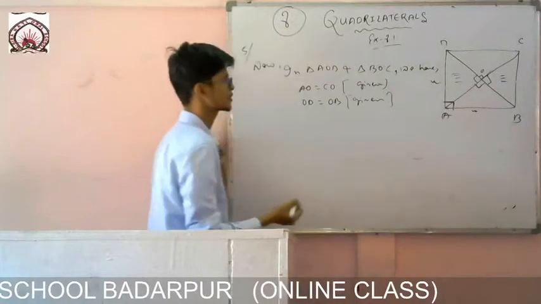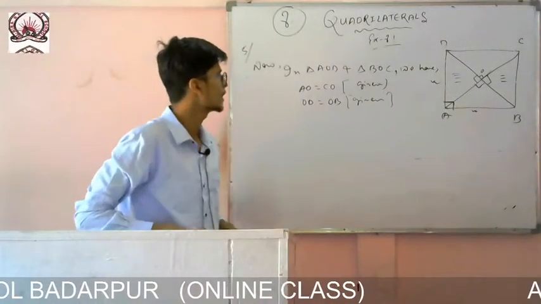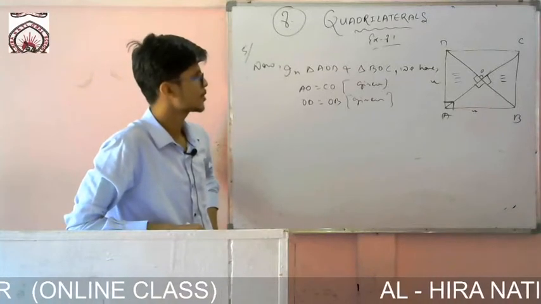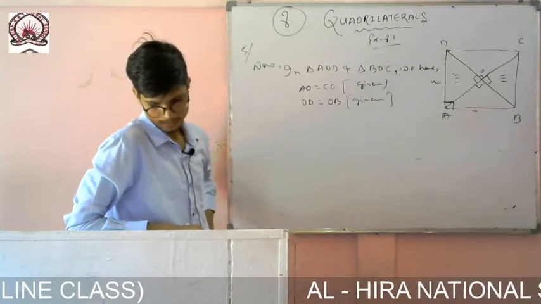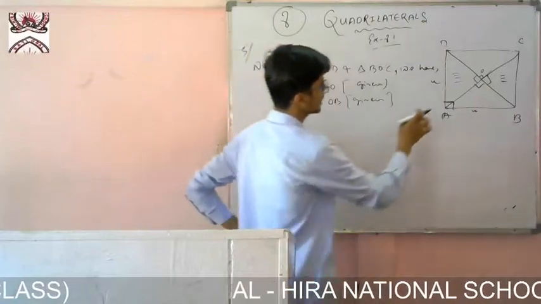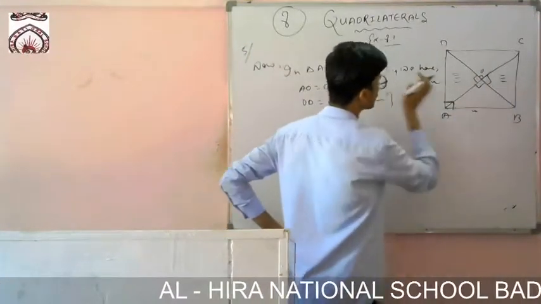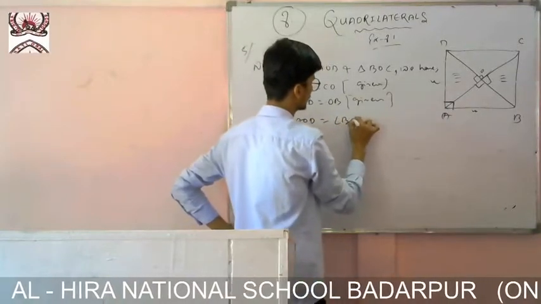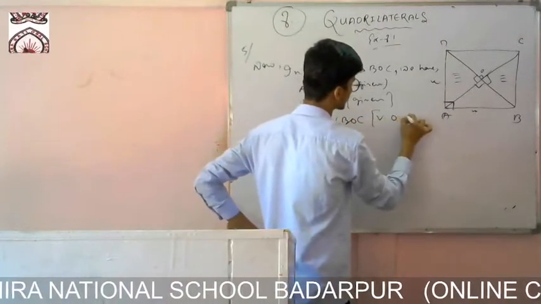It is given in the question, O is the midpoint. So AO equals CO and OD equals OB. Angle AOD is vertically opposite to angle BOC. Angle AOD equals angle BOC, vertically opposite angles.